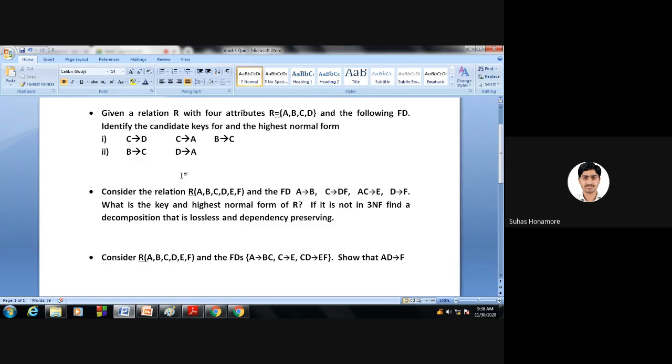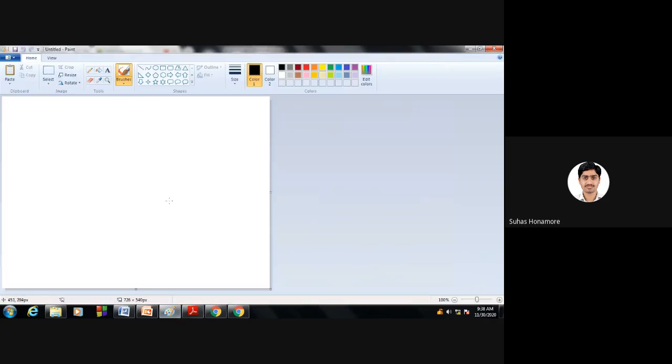Okay, now we'll see the second part of this question. So this is the second part. B to C FD is there, then D to A FD is there. Here we'll take the same thing again. We'll have a relation with four attributes.